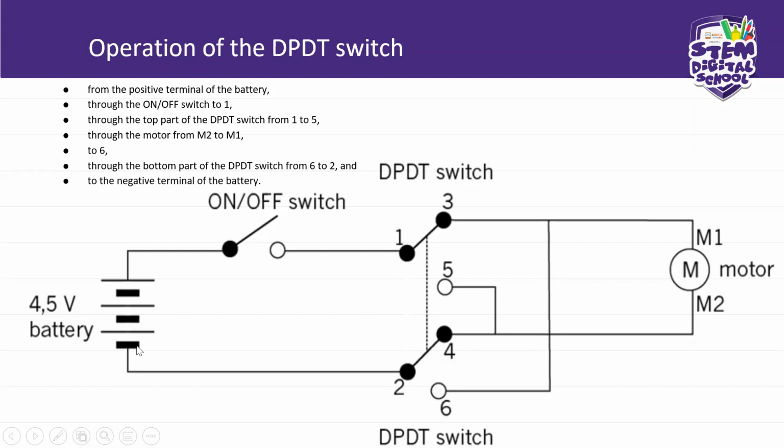So this double pole, double throw switch can alter the route of current at any time. When it closes here, when 2 connects to 6, then it can take the current back to the negative part of the battery.